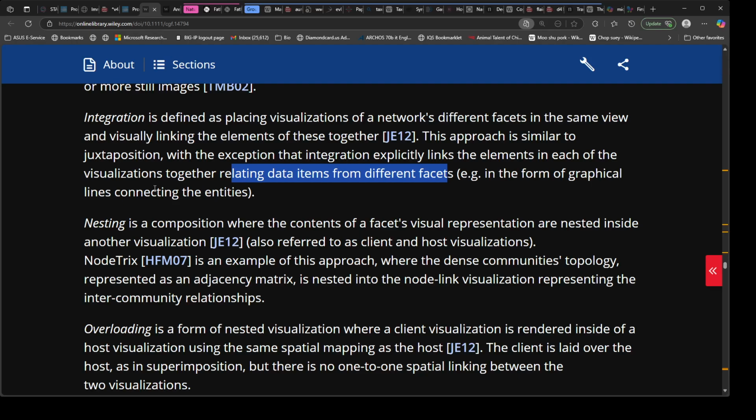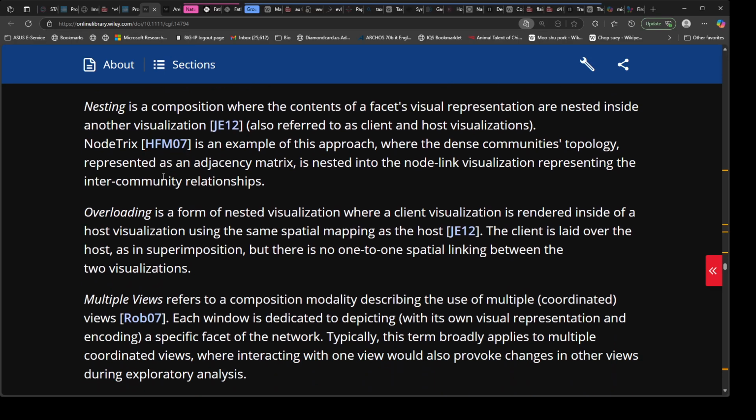Nesting is a composition where the contents of a facet's visual representation are nested inside another visualization, JE12, also referred to as client and host visualizations. Node tricks, HFM 07, is an example of this approach, where the dense community's topology, represented as an adjacency matrix, is nested into the node link visualization representing the inter-community relationships.